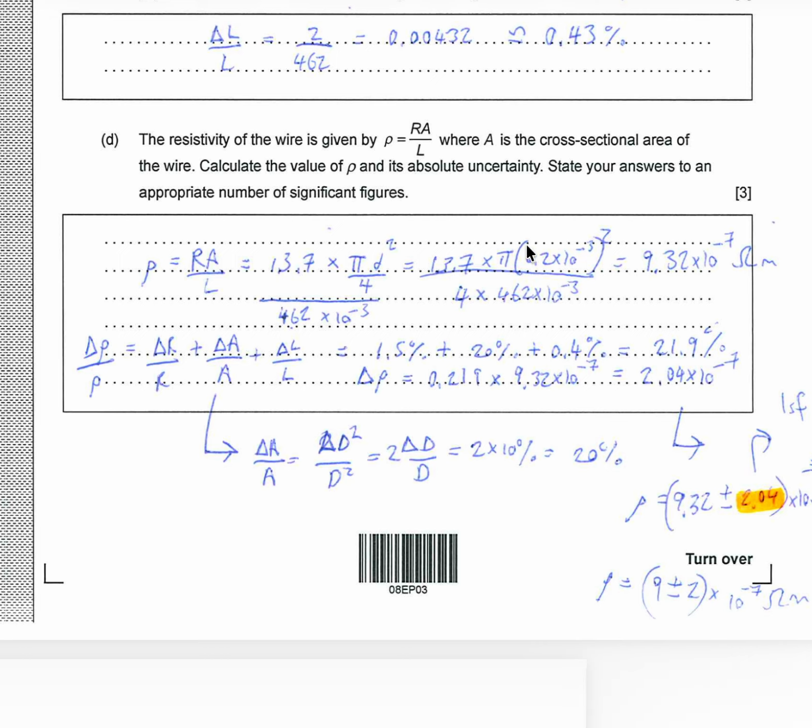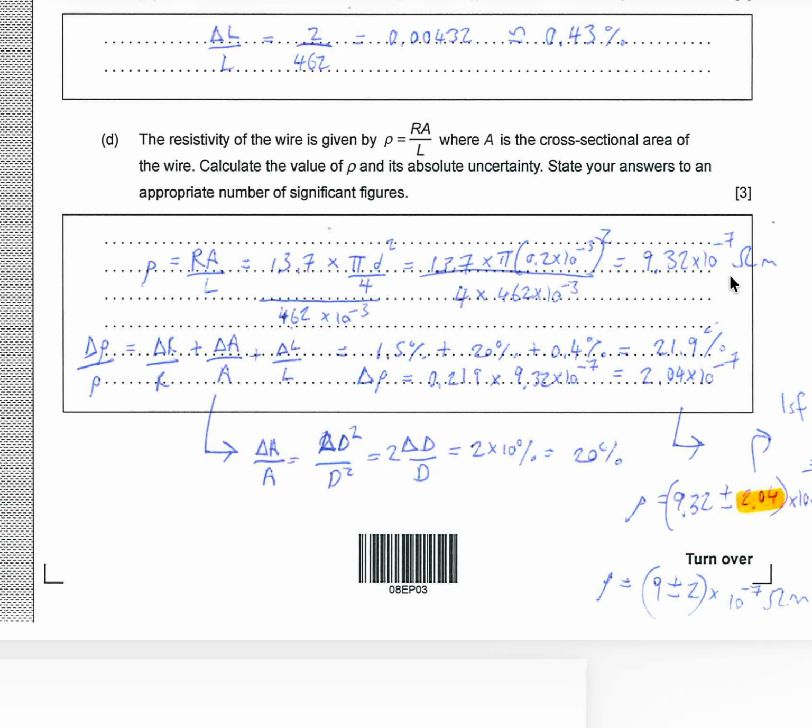So we're going to process through the numbers, and I'm going to just trust that you can read here. We've got 13.7 R times pi. We've got our 0.2, that's our d squared, dividing by 4 from this pi d squared over 4. And then we're divided by 462 times 10 to the minus 3. And we end up with this number, 9.32 times 10 to the minus 7. Just so you're aware, resistivities tend to be around about these kind of 10 to the minus 6, 7, 8 kind of values, so that seems suitable. So I'd get a mark for that, okay?